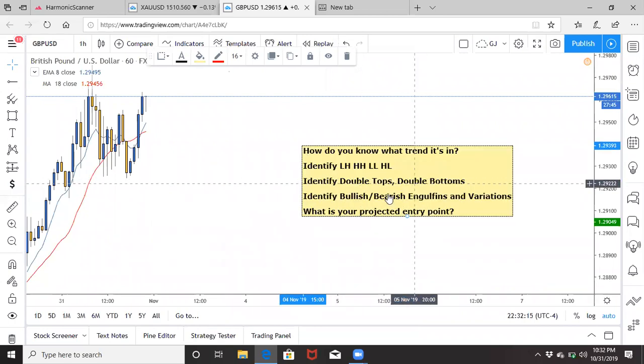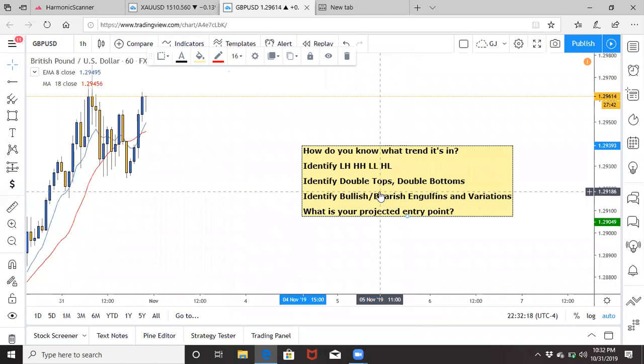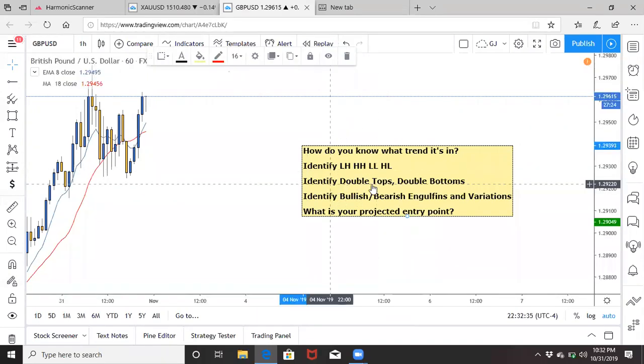Hey y'all, everyone in the chat, it's Andrea again. What you should see on your screen right now are a few questions. We're identifying this in TradingView, cross-referencing with Harmonic Scanner. These are questions we should be able to answer. How do we know what trend it is? I need us to identify the lower highs, higher highs, lower lows, higher lows. Identify any double tops, any double bottoms. Identify bullish or bearish engulfing variations. Now, after all of that, what is your projected entry point?